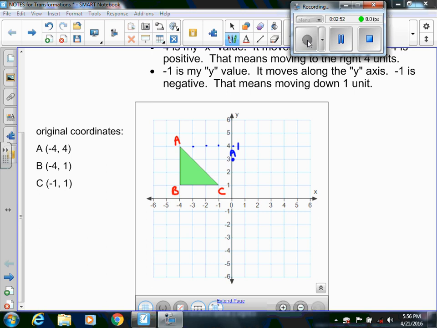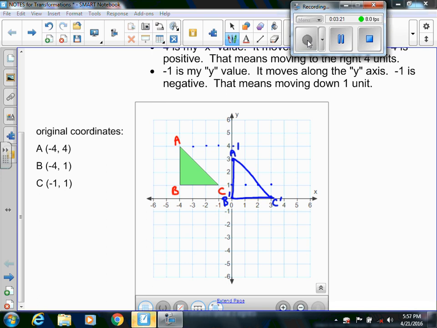B, I'm moving 4 places to the right again. So it's going to land on the y-axis, and I'm going to go down 1. So my new B is B prime, and that's there at the origin of our coordinate plane. And then C is going 4 places to the right, 1, 2, 3, 4, and 1 down. So this here is my new C prime. And then all I'm going to do is connect my dots, and you can see that there's my new shape right there.